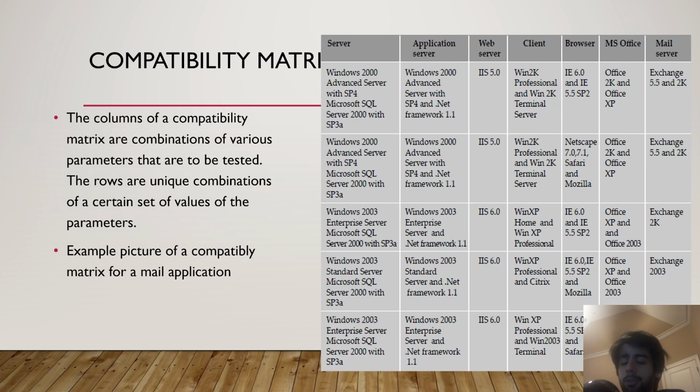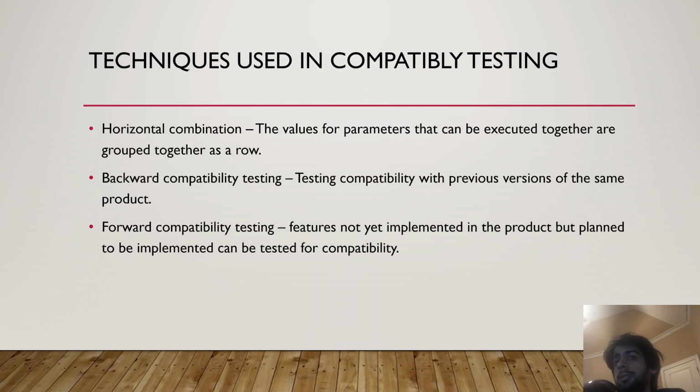So those combinations can be used to test without having to do exhaustive testing. A horizontal combination is the values for parameters that can be executed together or grouped together as rows. So these are techniques used in compatibility testing. So all the values for the parameters that can be executed in a set of test cases together, you can group together as a row.